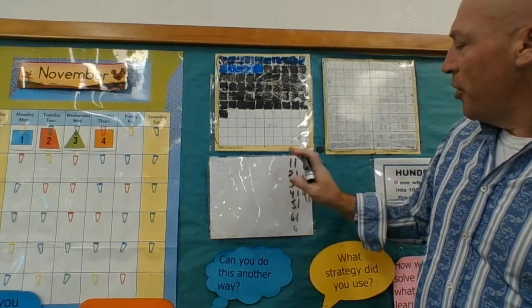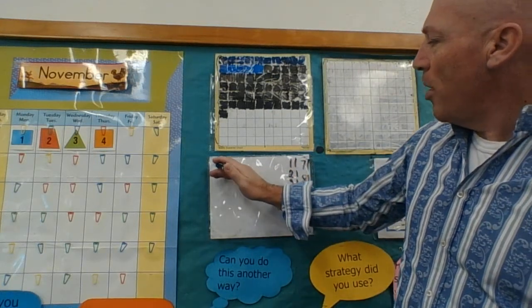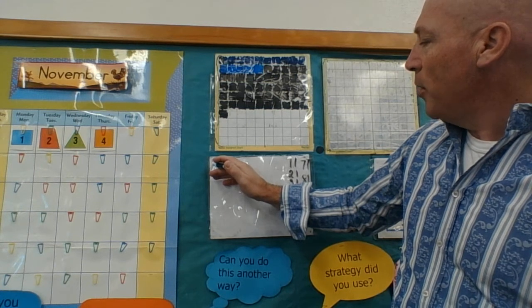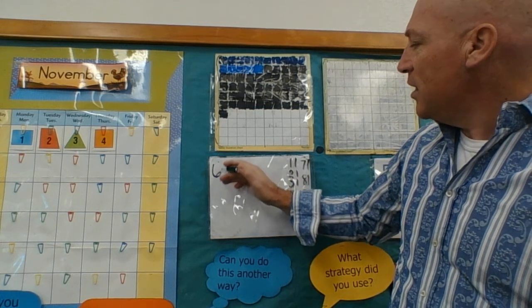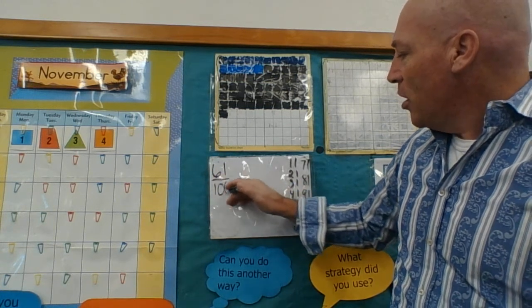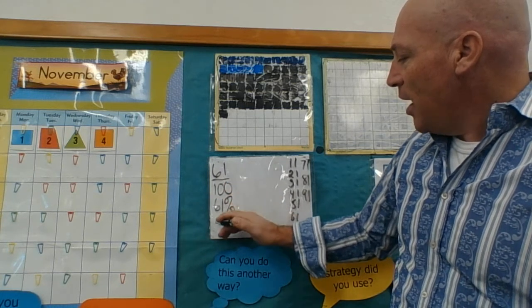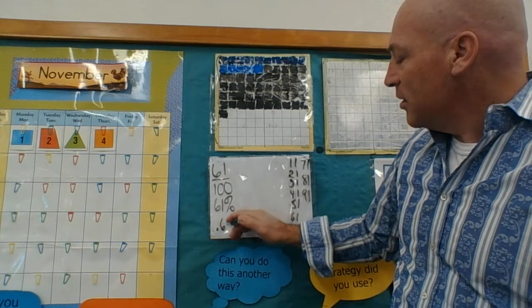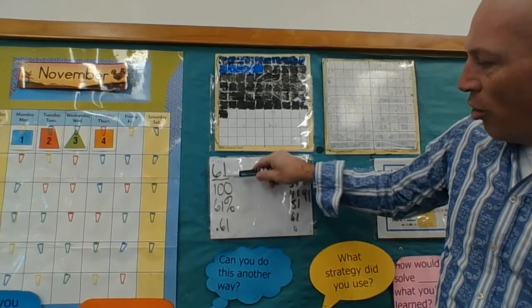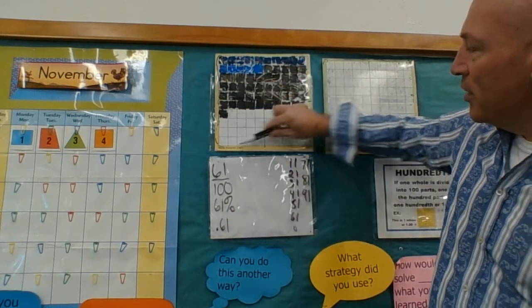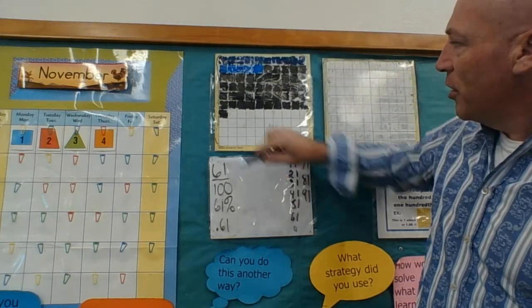I put a couple numbers here that I'll get to in a second, but for applying the standard, we have 61 out of 100. Like we wrote on our daily ticker, that's the same thing as 61%, which is the same thing as 61 hundredths. All three of these represent this concrete representation here.